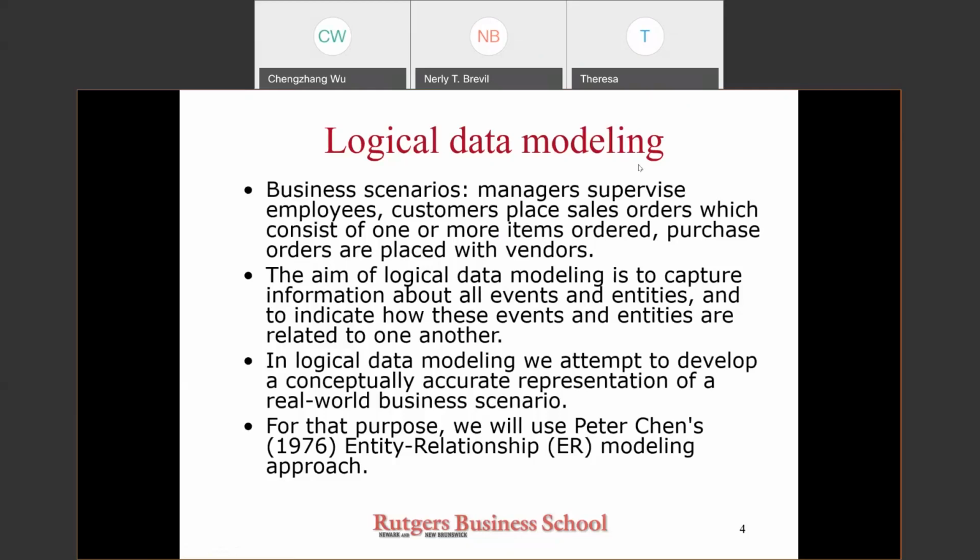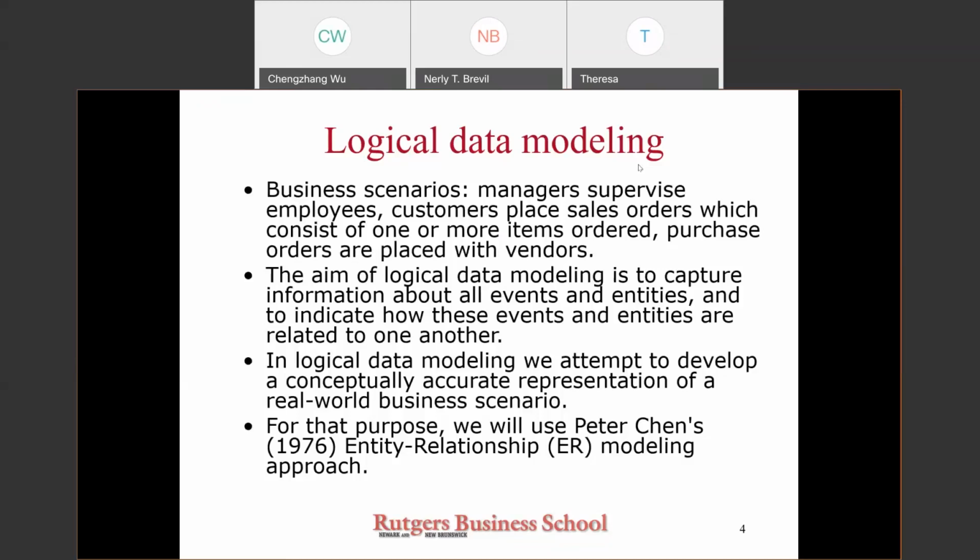So, the aim of logical data modeling is to capture the information about all events and entities and to indicate how these events and entities are related, such that a database system can eventually be constructed to store data about those events and entities.